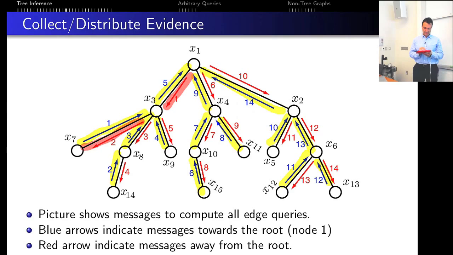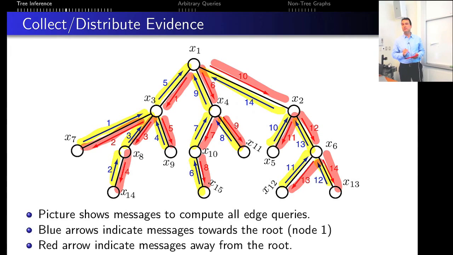So that means this guy's okay. In fact, all these guys are okay. 3 is fine. Now this guy's fine. 4 is fine, and 5 is fine. Right? We can always send any out of the root of the tree. 6 is fine. Now 7 is fine. 8 is fine. 9 is fine, and everything's fine. So collect distribute evidence works.